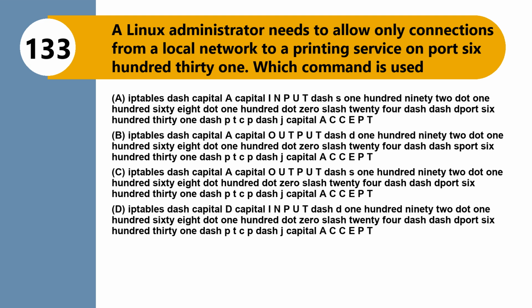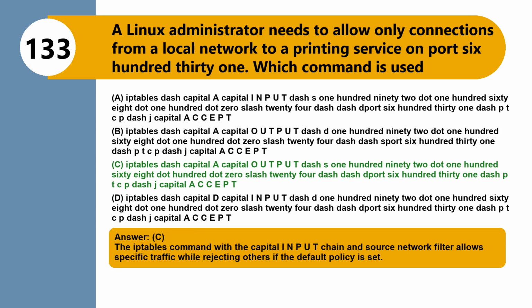631 -p tcp -j ACCEPT. The correct answer is option C, iptables -output -s 192.168.100.0/24 --port 631 -p tcp -j ACCEPT. The iptables command with the OUTPUT chain and source network filter allows specific traffic while rejecting others if the default policy is set.